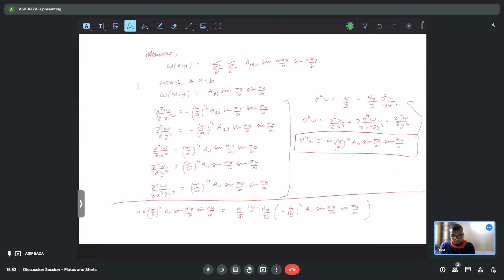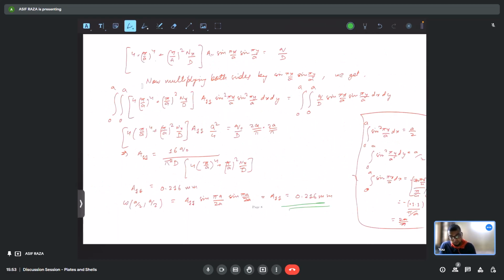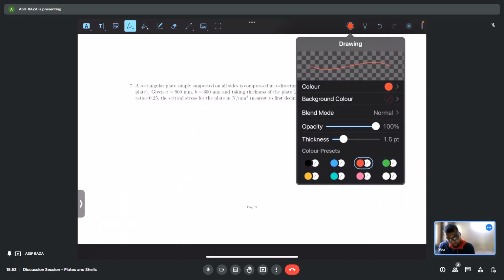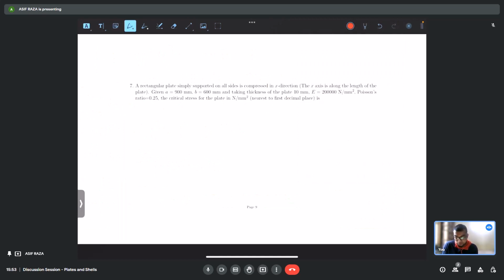Okay, now let's move on ahead with the 7th question. There is a rectangular plate simply supported on all sides, compressed in x direction. The x-axis is along the length of the plate. Given a equal to 900 mm, b equal to 600 mm, thickness of the plate as 10 mm, Young's modulus as 2 × 10⁵ Newton per mm square, Poisson's ratio is 0.25. The critical stress for the plate in Newton per mm square, nearest to first decimal place, is?